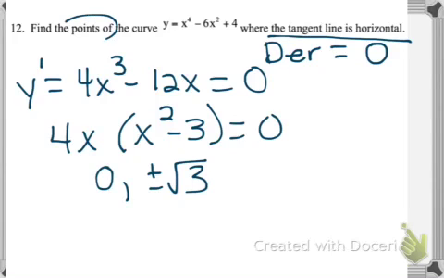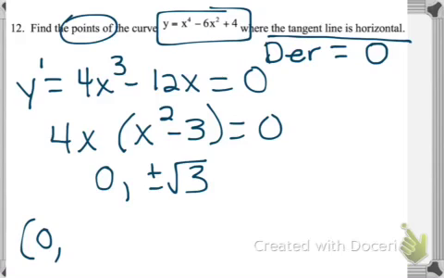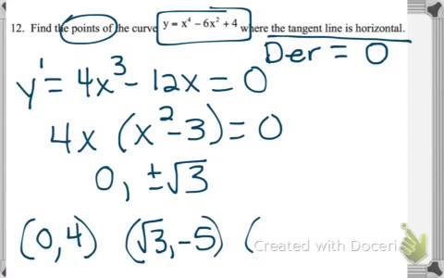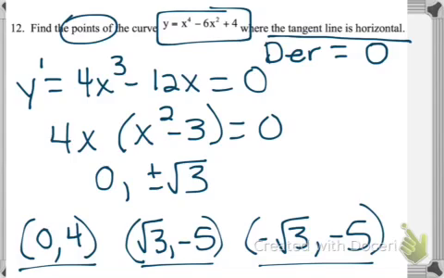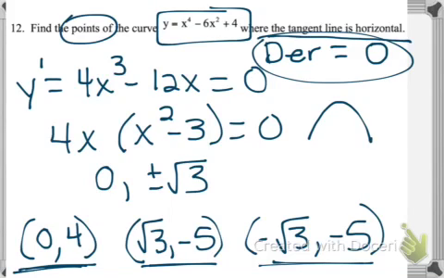And now just be careful. It says find the points on the curve. So now I actually want to plug those back in to find the actual y values that go with each one. So if I plug 0 in, I get 4. If I plug root 3 in, I get negative 5. And if I plug negative root 3 in, I also get negative 5. So those are the points, the xy points, where the tangent line would be horizontal, which means that's where the graph does what, guys? Changes direction. That's where your local maximums and minimums would occur, because that's where the derivative is 0. So that's where the graph does this or this. Remember, that's when I have a horizontal tangent line.